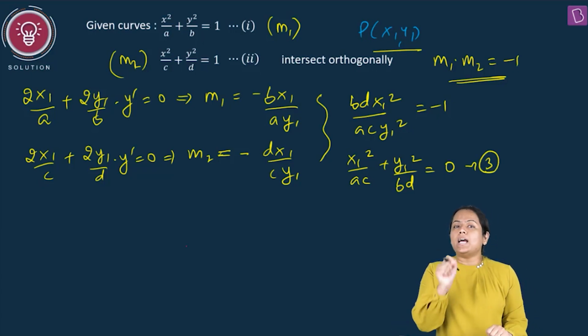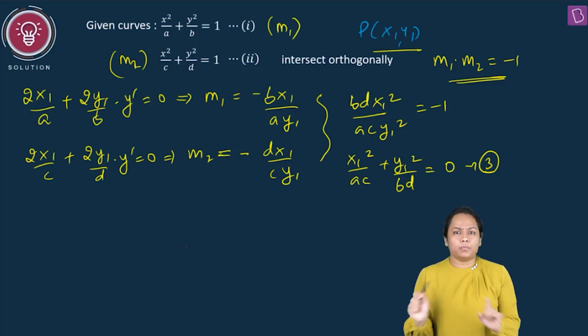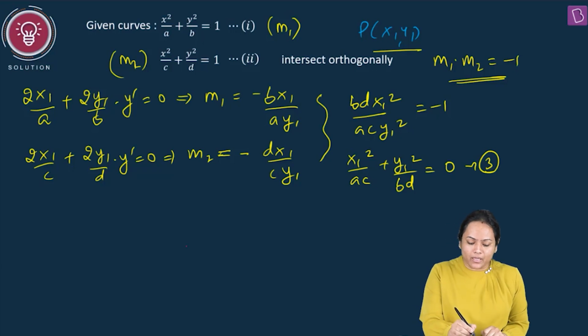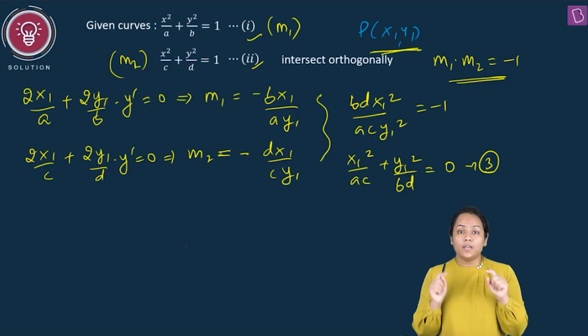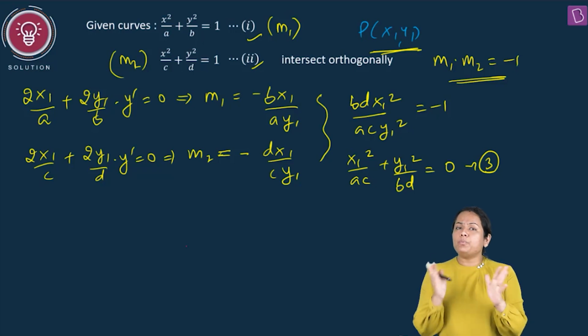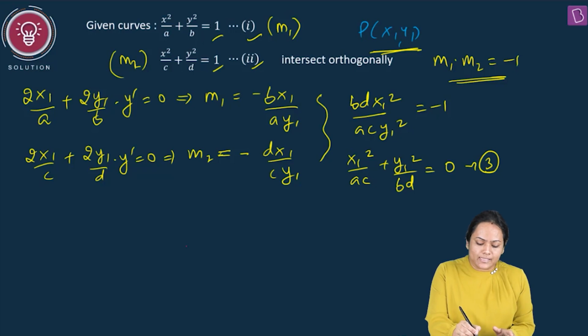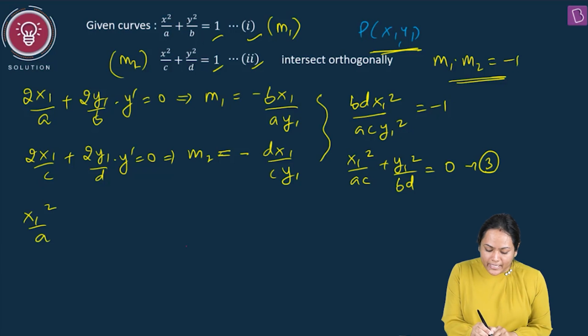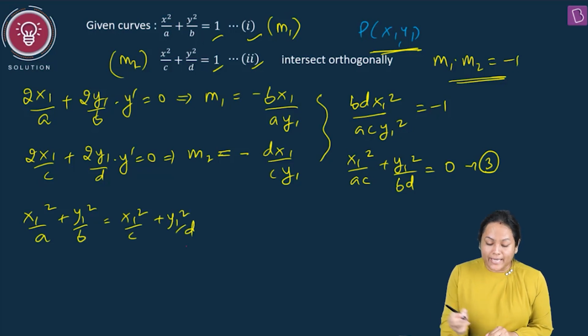Now since I have to eliminate x1 and y1 because I don't know them, I have to apply one more condition, that my curves 1 and 2 have the point of intersection x1 comma y1, because that we haven't applied till now. So how do I apply that? Well, I'll just put x1 comma y1 in both the equations and equate them because the constant is same, right? So when I do that, it's going to become x1 square by a plus y1 square by b is equal to x1 square by c plus y1 square by d.